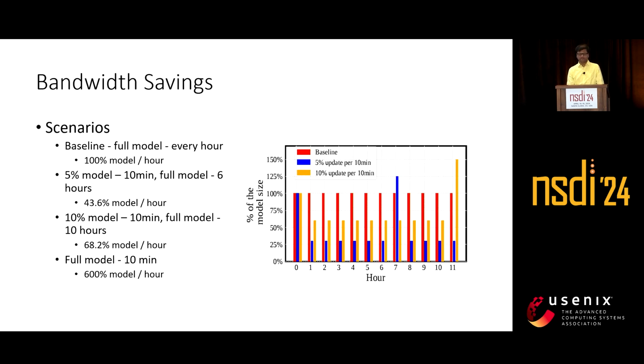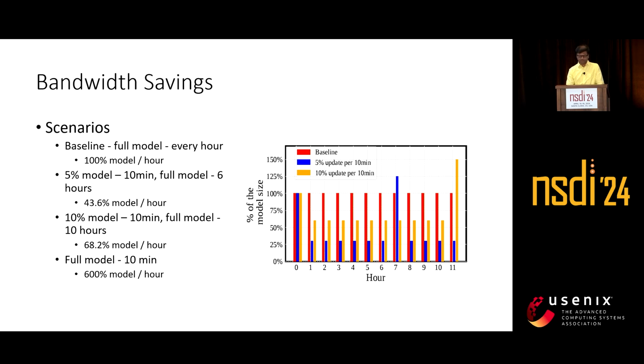Now, we will look at the bandwidth savings when publishing the model from the trainer to the inference servers. In QuickUpdate, the amount of bandwidth usage depends on the model update size, update interval, and frequency of the intermittent full update. In this chart, x-axis shows the training hour and y-axis shows the update size in percentage of the model for several scenarios. Baseline scenario is a full model updated every hour. This baseline writes 100% model size every hour.